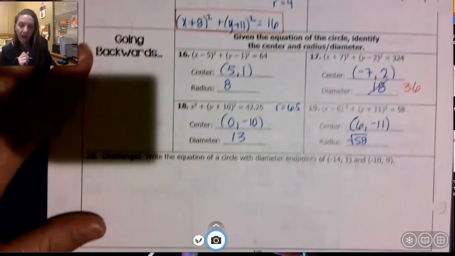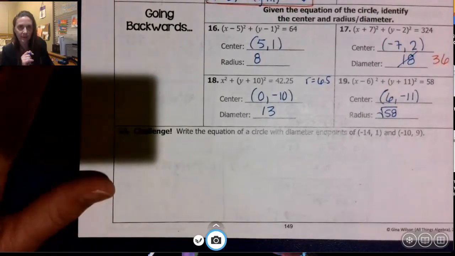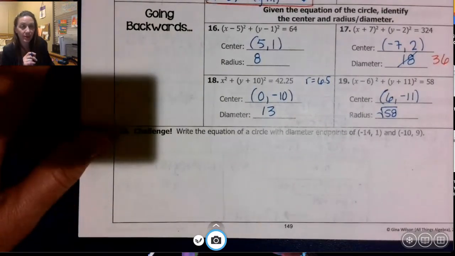Here we go. I am not going to ask you to do one like the challenge one, so we're going to go ahead and skip that. But that is it for your equations of circles.